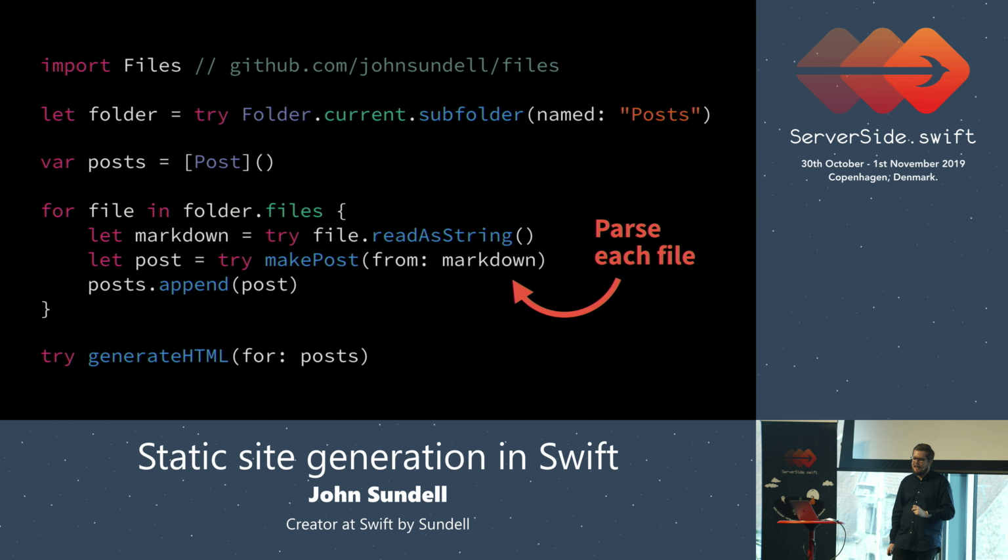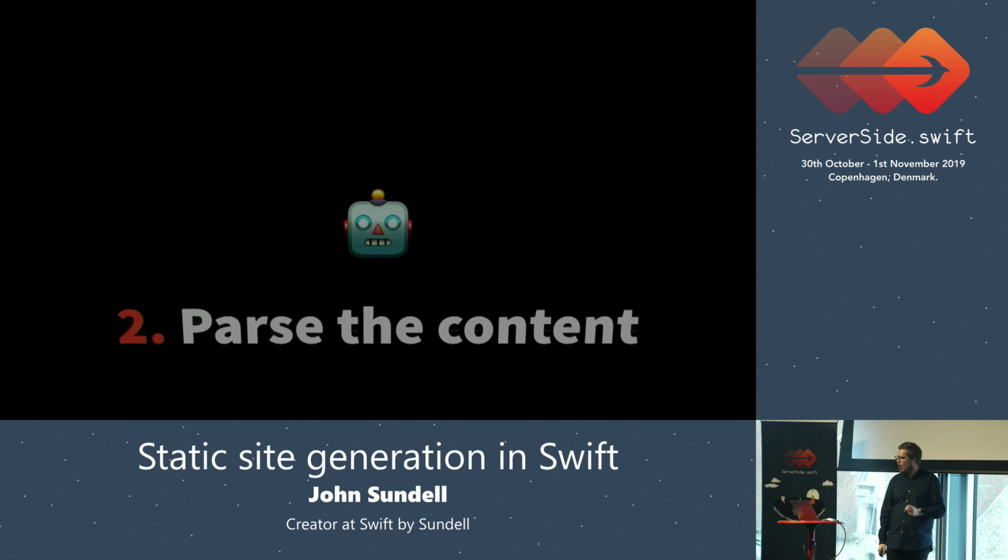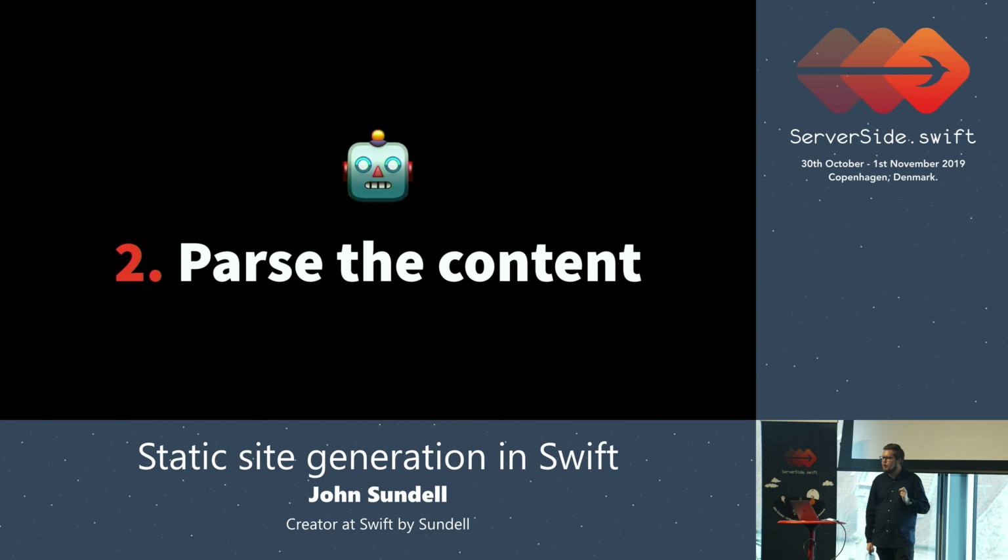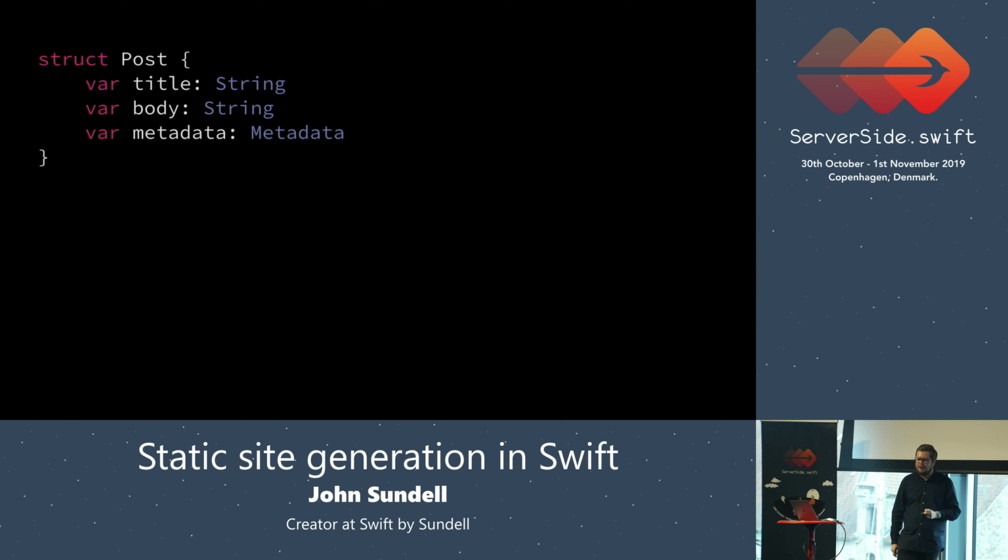So the second task that we need to perform is to actually parse our content. To parse our content, we need to first establish a good format or a good data structure that we're going to use to represent it. We're going to use a quite simple one here. We're going to call it post. It's just going to have three properties, one for title, one for the body of the markdown, and then one for the metadata associated with that post.